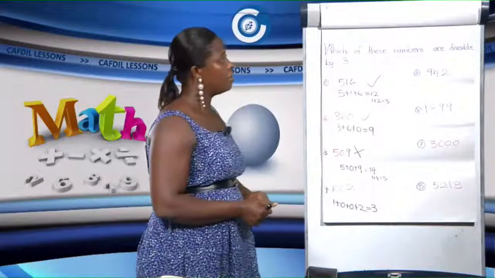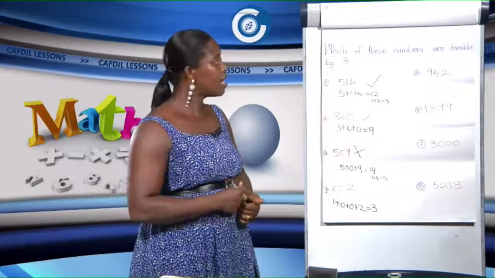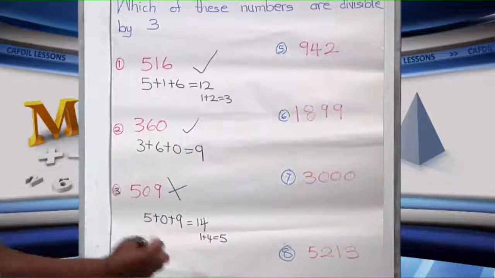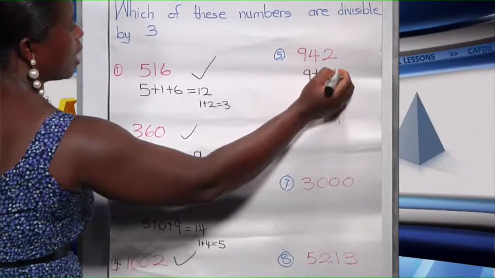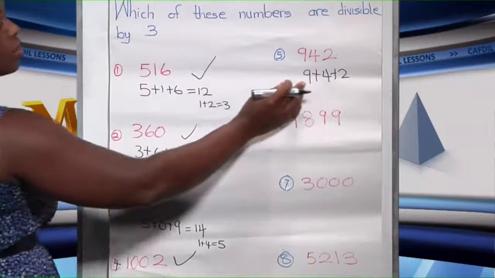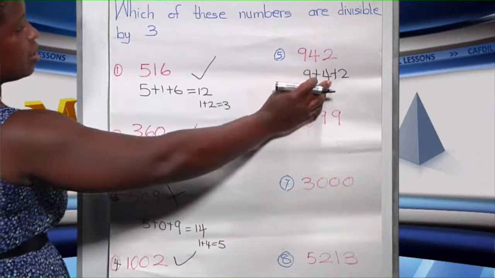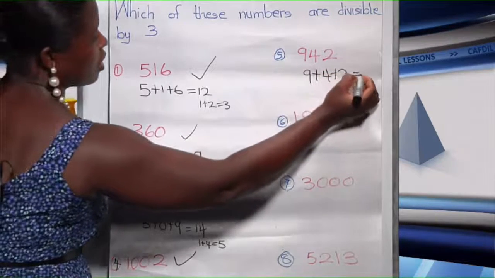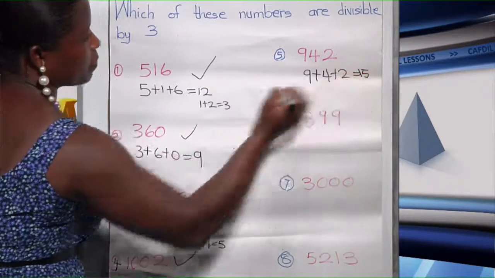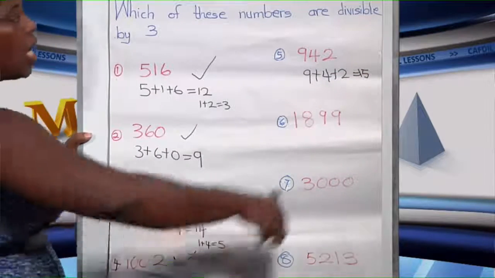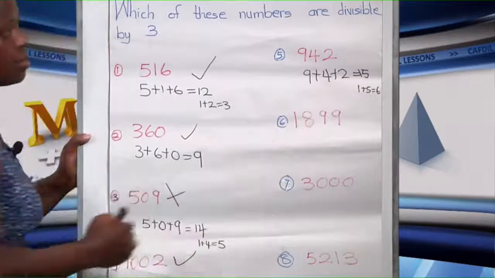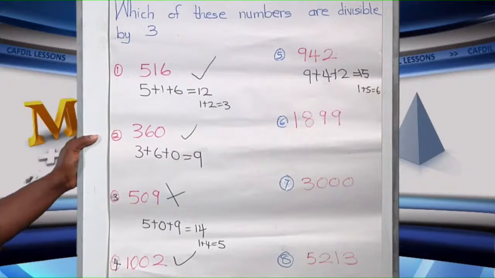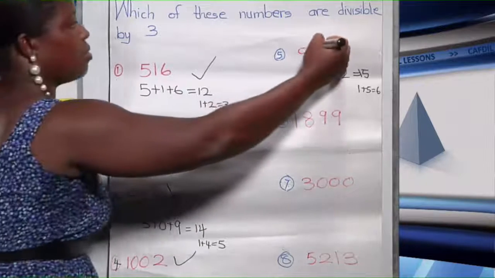Okay, the next one, 942. Let's check if it is divisible by 3. 9 plus 4 plus 2. Let's add the digits. 9 plus 4 is 13. 13 plus 2 is 15. Is 15 divisible by 3? Let's add 1 and 5 and see. 1 plus 5 will give us 6. Yes, 6 is divisible by 3. So 942 is divisible by 3.